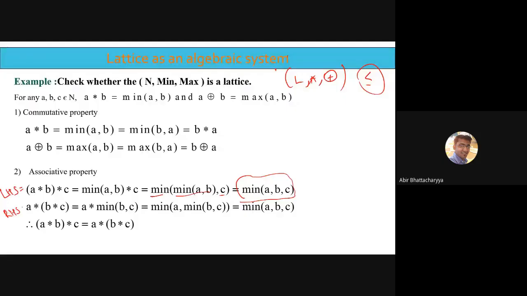The RHS is A star (B star C), which is equal to A star the minimum of B, C. First we do the bracket work. The minimum of B, C, then the minimum of A, comma, the minimum of B, C, equals the minimum of A, B, C. So finally LHS equals RHS. That means the first condition of the associative property holds true.